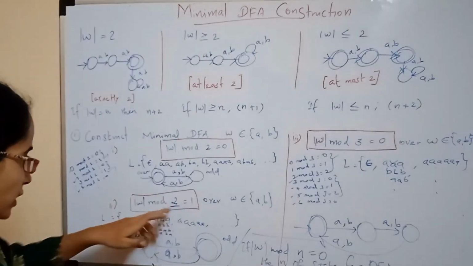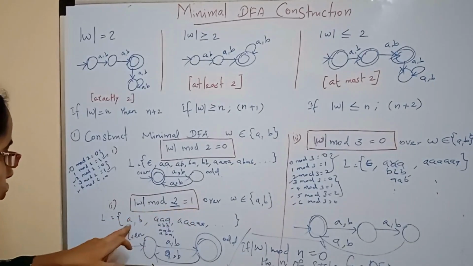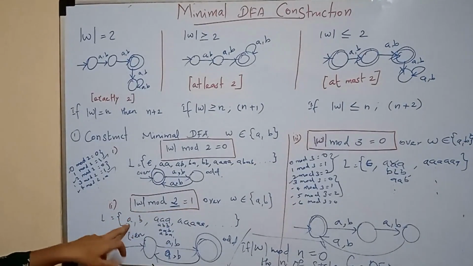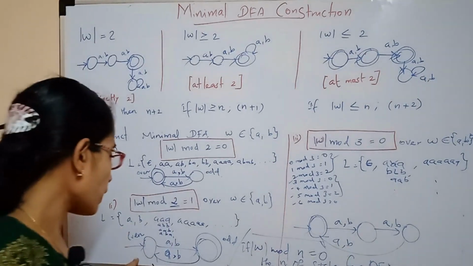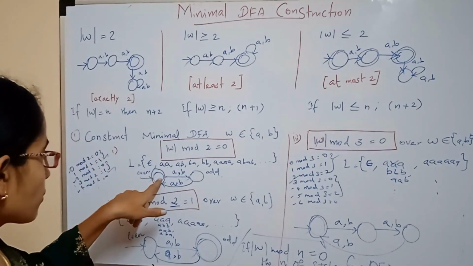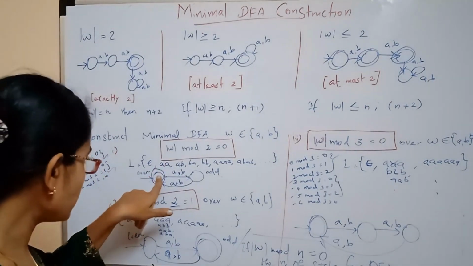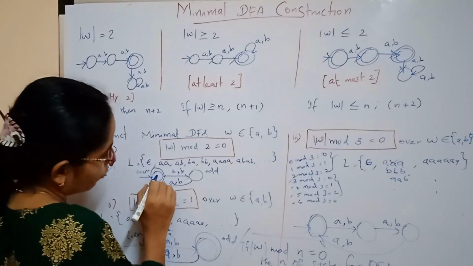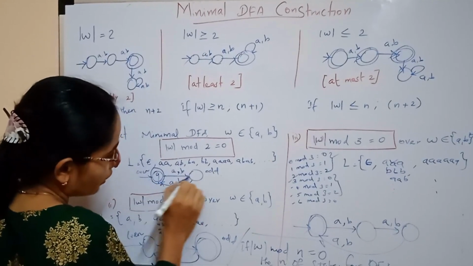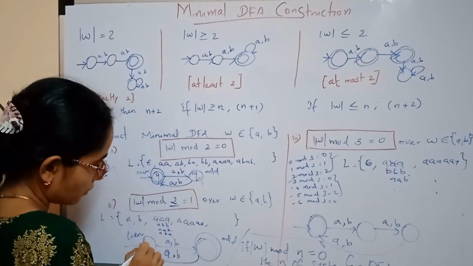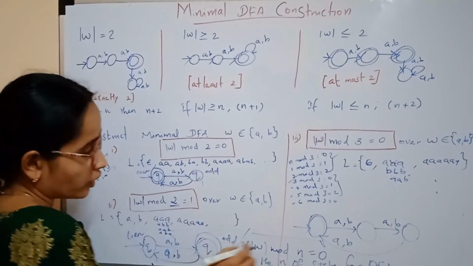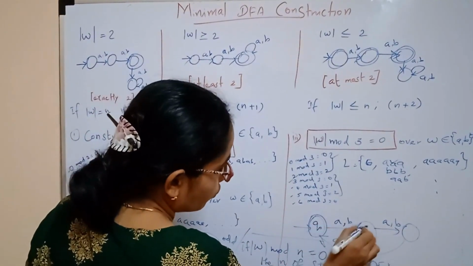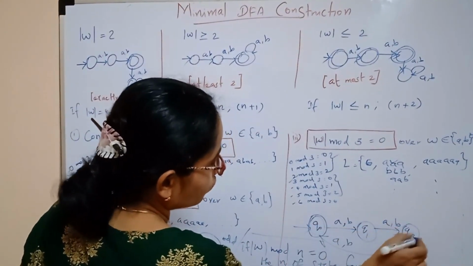So I am taking epsilon as a member. The same case here, I am getting the remainder as 1, so I am starting from the string a, that is the length 1. So this represents even length, and this represents odd length. You can also name the states, you can name anything, q0, q1, q2.